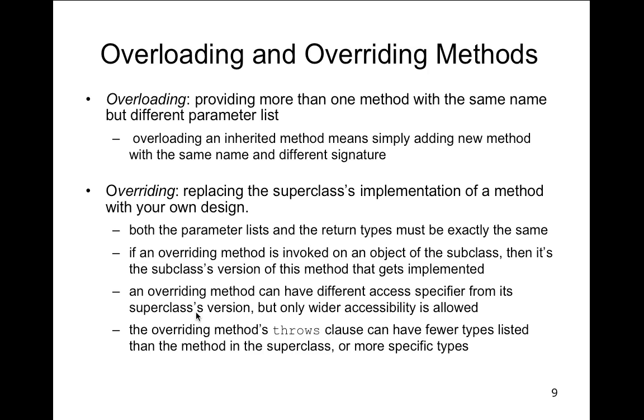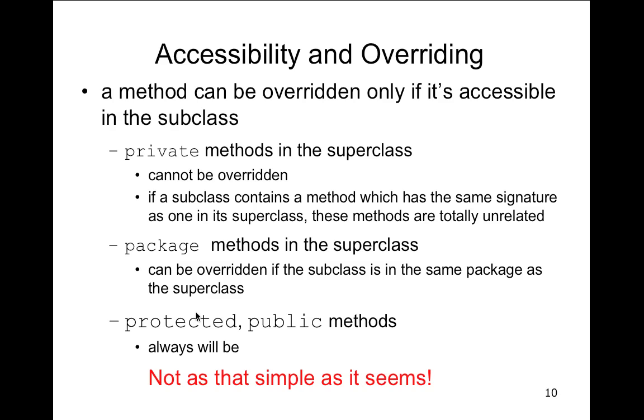And this last one I'm going to save for next week, actually, the throws clause, because I'm not going to show you throws today, but I'll show you that next week. So an overriding method's throws clause can have fewer types listed than the method of the superclass. I'll show you an example next week on that one.